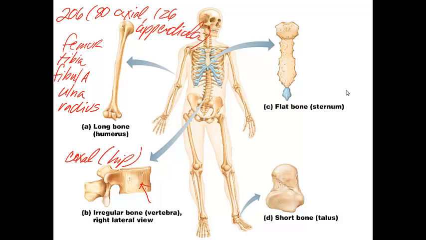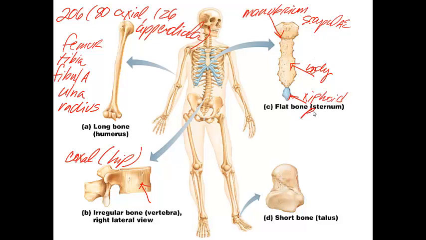And then flat bones a lot of times are going to be slightly curved. The classic examples are going to be the skull bones. But these other examples of flat bones are also going to include things like the sternum and the shoulder blades, which are called the scapulae. And the sternum that you see here would include the body of the sternum, as well as the manubrium and the xiphoid process, which is this region here. And you'll be learning these more specifically in Chapter 7.